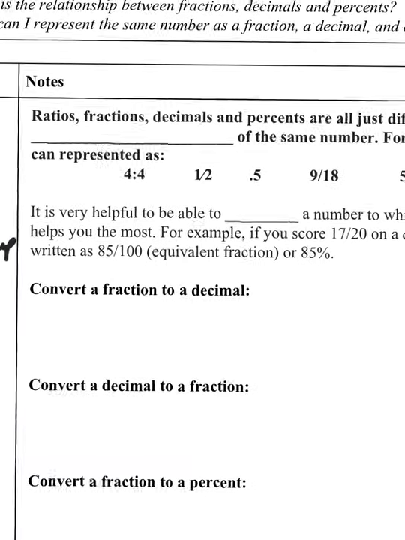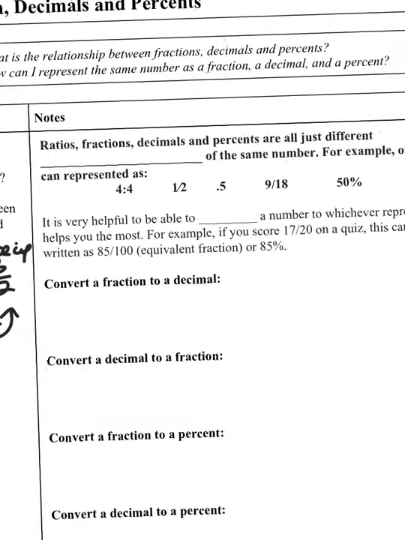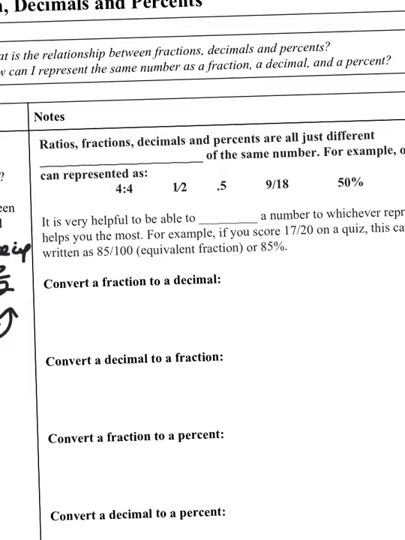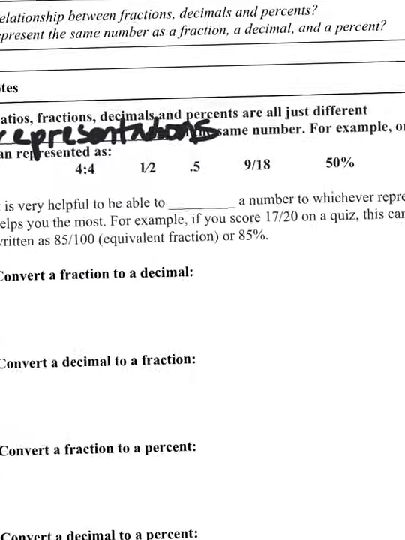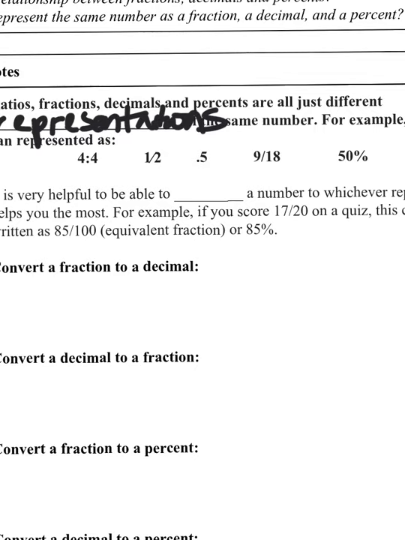Okay, ratios, fractions, decimals, and percents are all just different representations of the same number. For example, 1/2 can be represented as, if it was a ratio, right, you had 4 girls and 4 boys in the same class. That would be half girls, half boys. 1/2, 0.5, 9 over 18, or 50%. Those are all equivalent to 1/2.